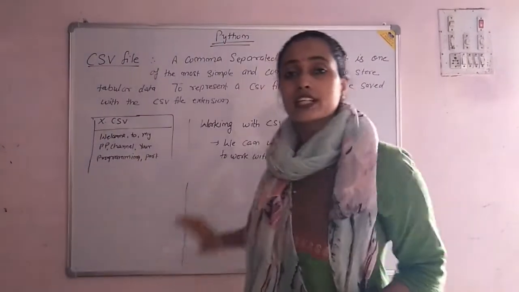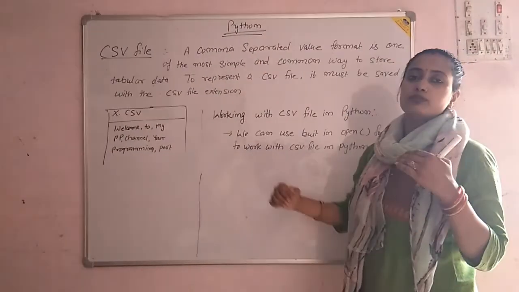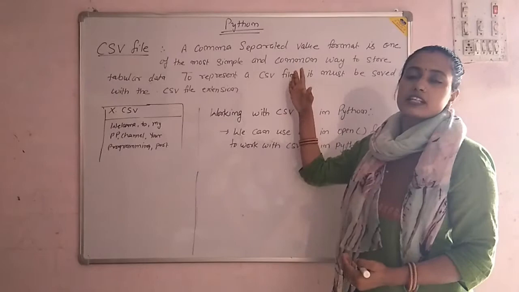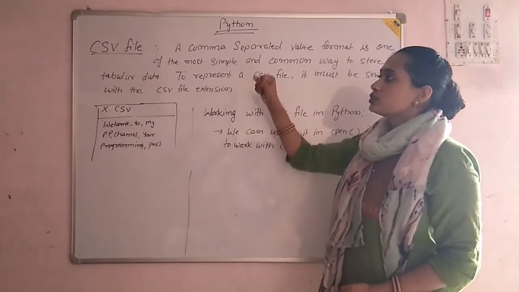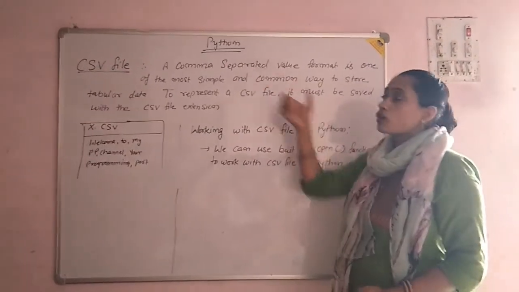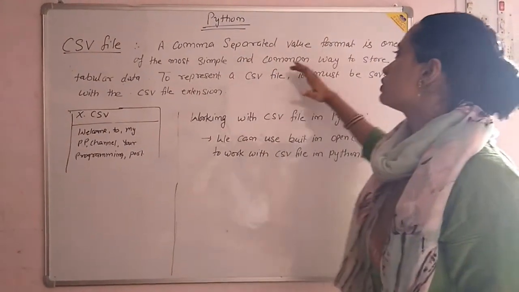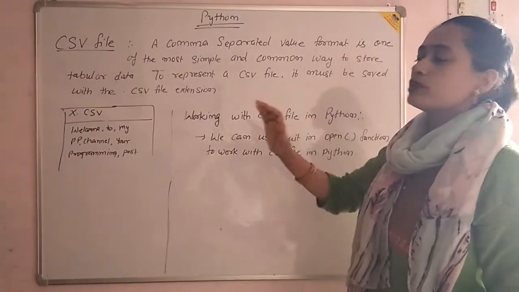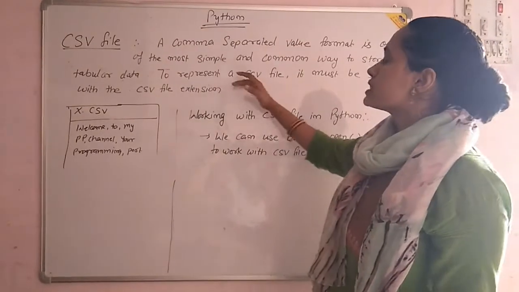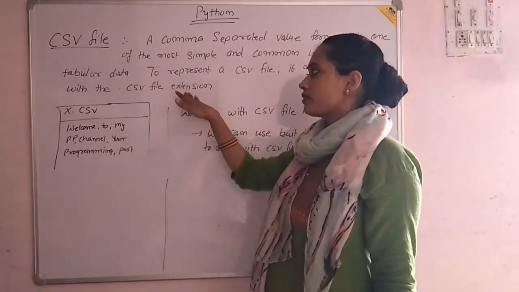So today we are taking Python, and in Python we are understanding CSV file. For understanding the CSV file, let us understand its definition first. CSV stands for comma separated value. A comma separated value format is one of the most simple and common ways to store tabular data. To represent the CSV file, it must be saved with the .csv file extension.